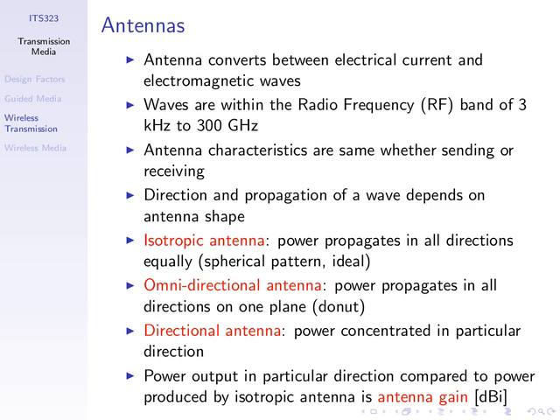And in general, we have a directional antenna where we concentrate the power in a particular direction. In fact, an omnidirectional is a directional antenna. It's concentrating the power in this plane, not up and down. If we compare the power from a directional antenna to an isotropic antenna, we get what's called the antenna gain.